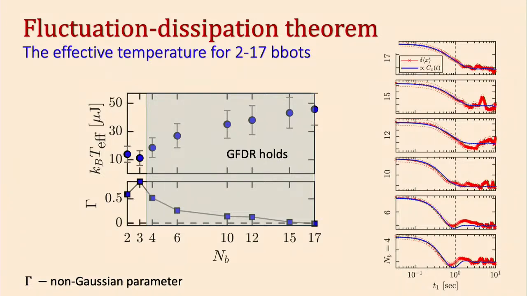And now, as we look at the effect of changing the number of bots, between 4 and 17, the fluctuation dissipation relation holds for all of them. And this is the non-Gaussian parameter. You can see how the system decays into Gaussianity as the damping increases and the effective temperature increases. So this makes sense. Maybe we would have thought it would increase faster, but this is where it goes.